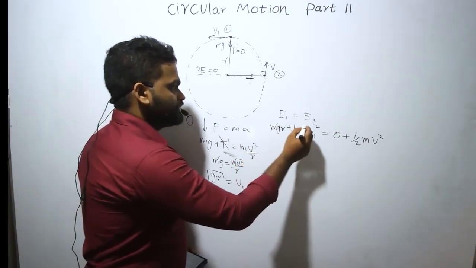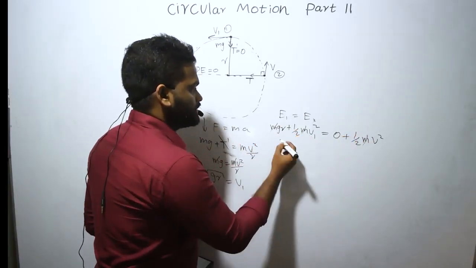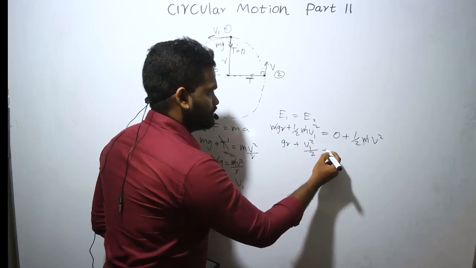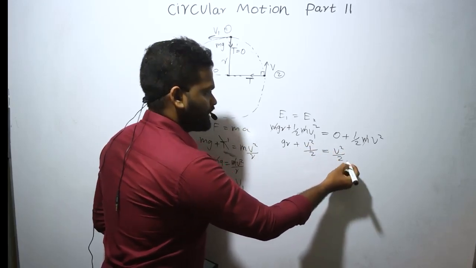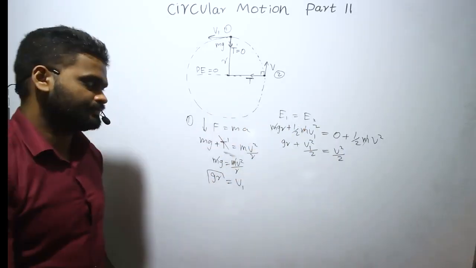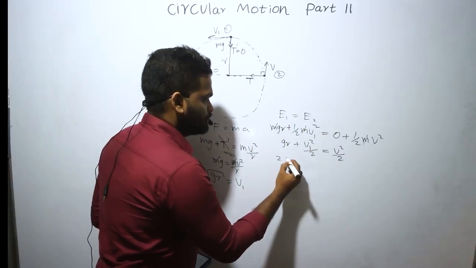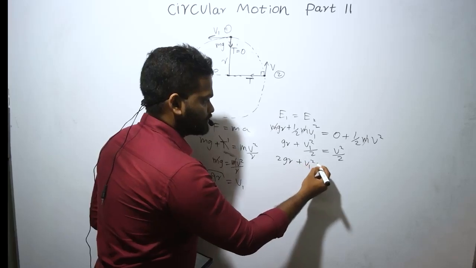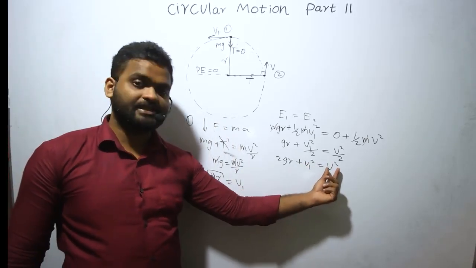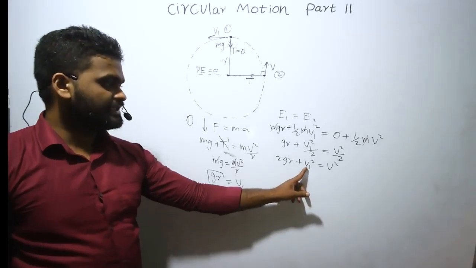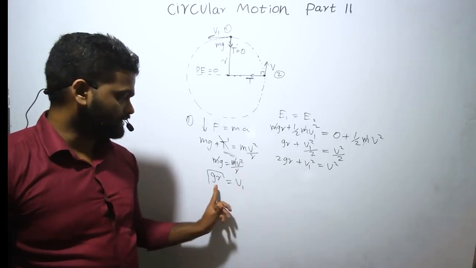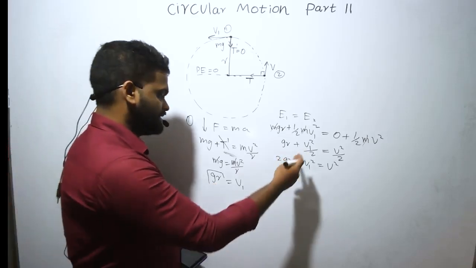If you want, you can get rid of m. So you have gr plus v1 squared divided by 2 equals v squared over 2. Then multiply the whole equation by 2. So you have 2gr plus v1 squared equals v squared. So what we need to find is v, right? Earlier we found an expression for v1 in terms of g and r. Then just substitute it here.